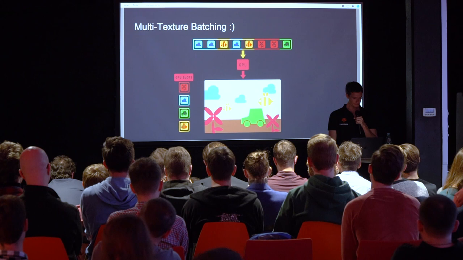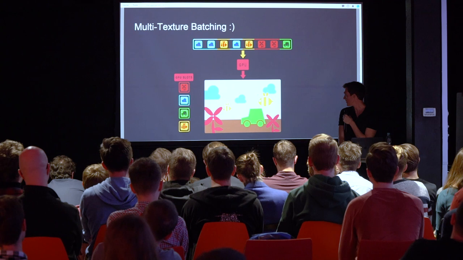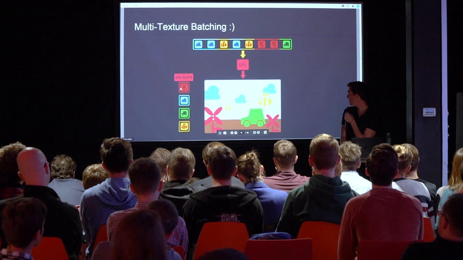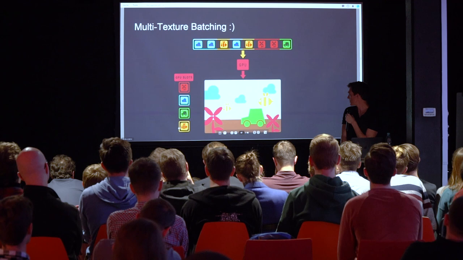And we keep doing that until eventually one of two things happens. We get to the end of the scene graph, or the GPU slots are filled up with all the different textures. And then what it means is it can take all of these things and all of these textures and use them all in one go and make one GPU draw call.